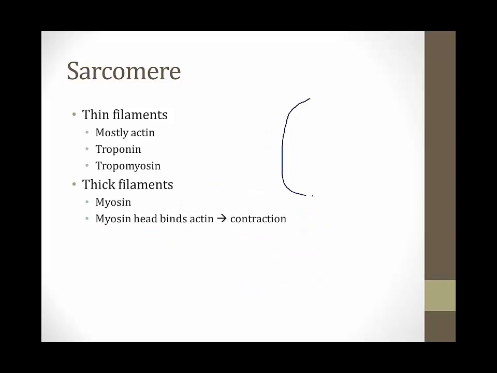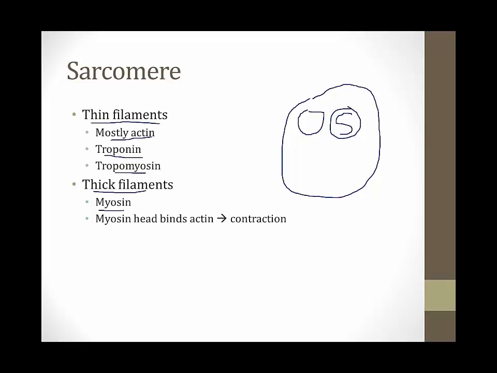So now we've talked about how a muscle cell, which is also called a muscle fiber, contains bundles of myofibrils, and we've talked about how those myofibrils contain sarcomeres. Now what we're going to do is drill down even further and talk about the individual elements of the sarcomere. And we're going to start by talking about the thin filaments and the thick filaments. So I told you that the thin filaments are made up mostly of actin, and that's true, but they also contain 2 other important molecules, troponin and tropomyosin. The thick filaments are made up of myosin, but remember that it's got a head and a tail, and it's the myosin head that binds to actin to cause contraction.